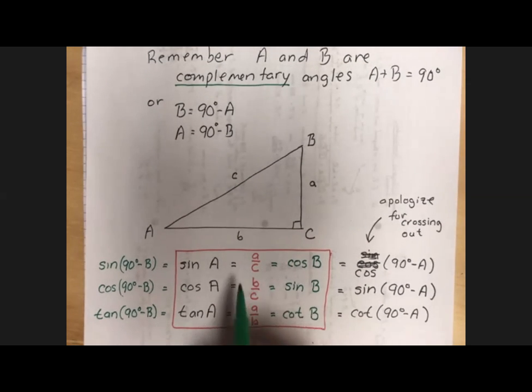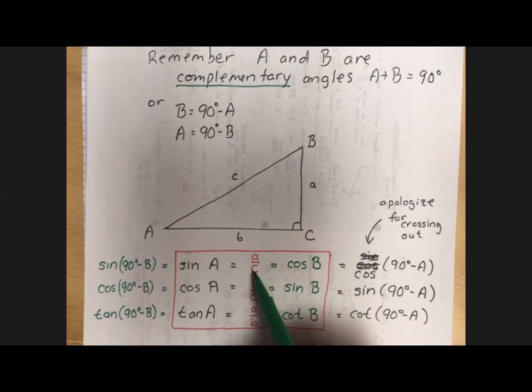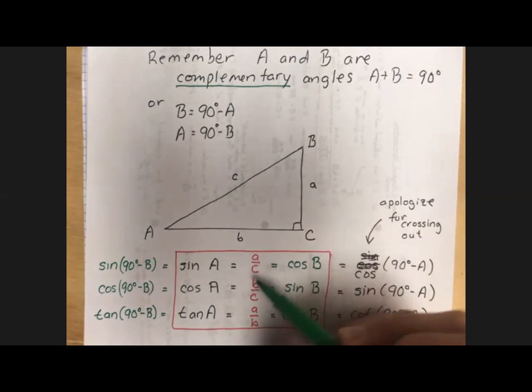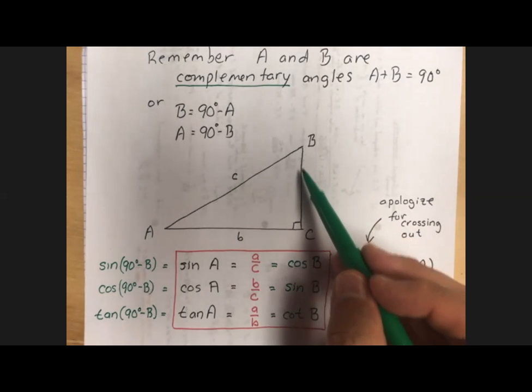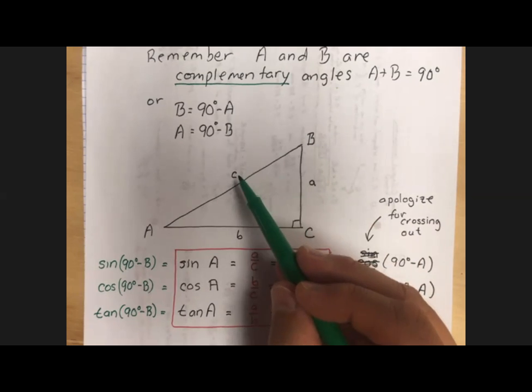Now that means, let's check this out, and let's think opposite over hypotenuse, adjacent over hypotenuse. What is the sine of A? Opposite over hypotenuse, A over C. But if I asked you for the cosine of B, you'd also say A over C, because the cosine of B is the adjacent side to B divided by the hypotenuse.